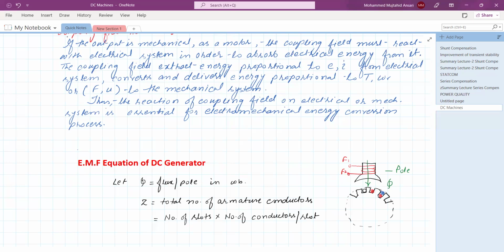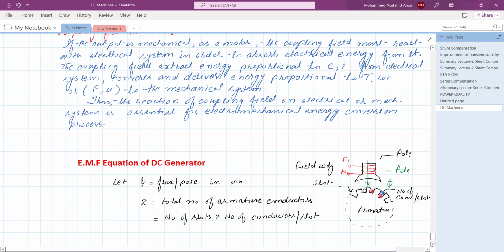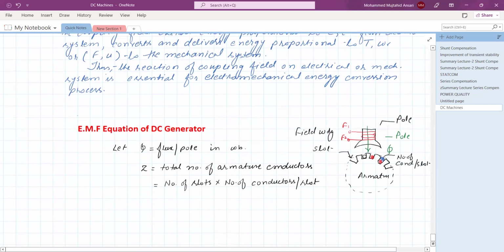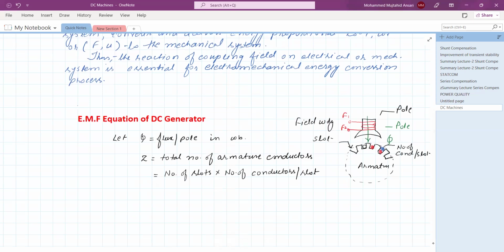So again, I just give the names. This is the pole. This is the field winding. This is the armature. And this is the number of conductors per slot, whereas this is nothing but the slot. So I think it is much easier to visualize the things inside the machine.